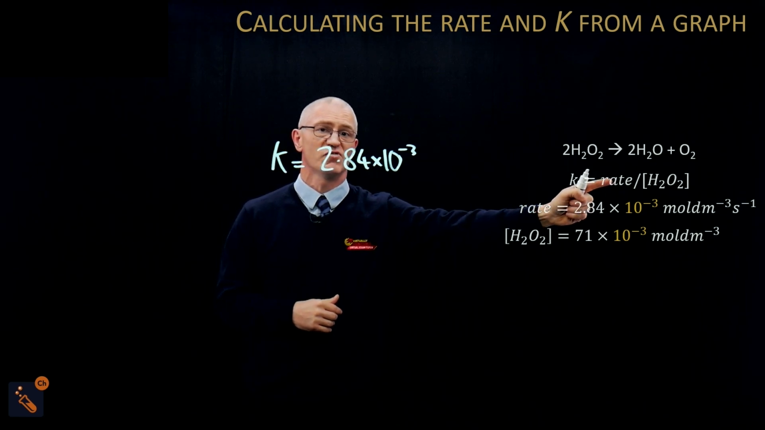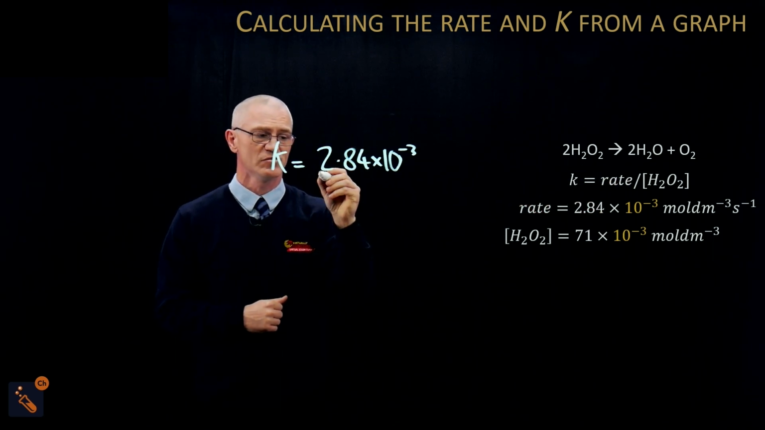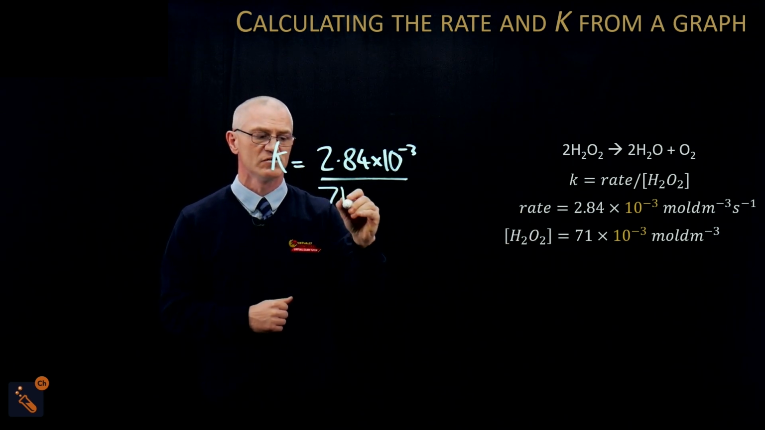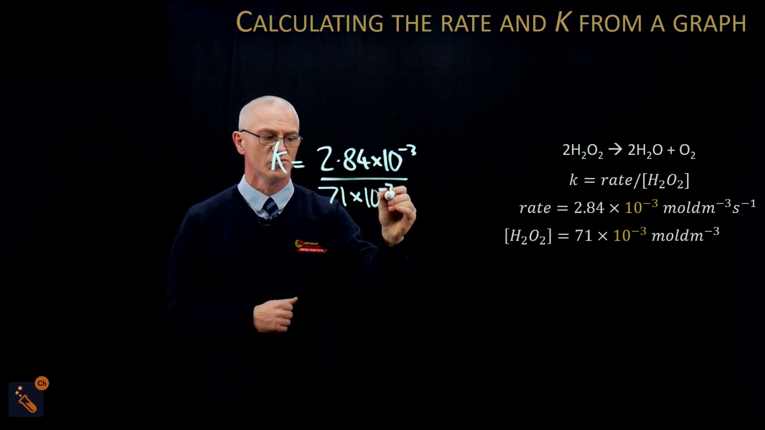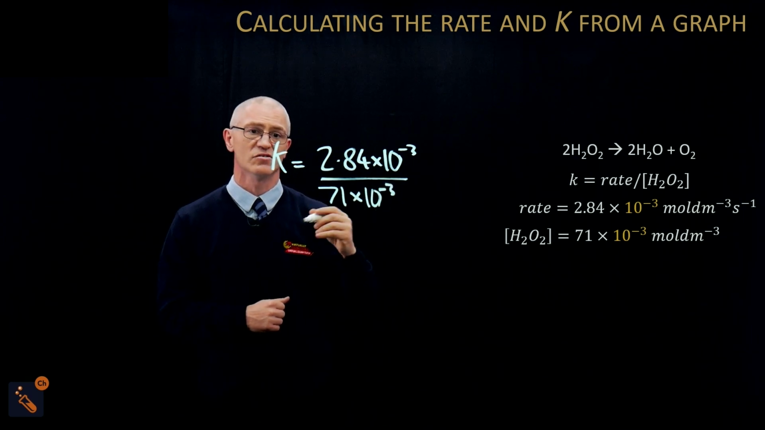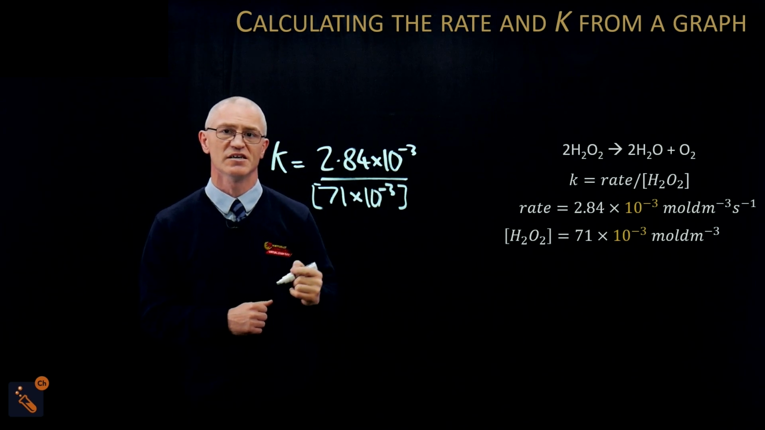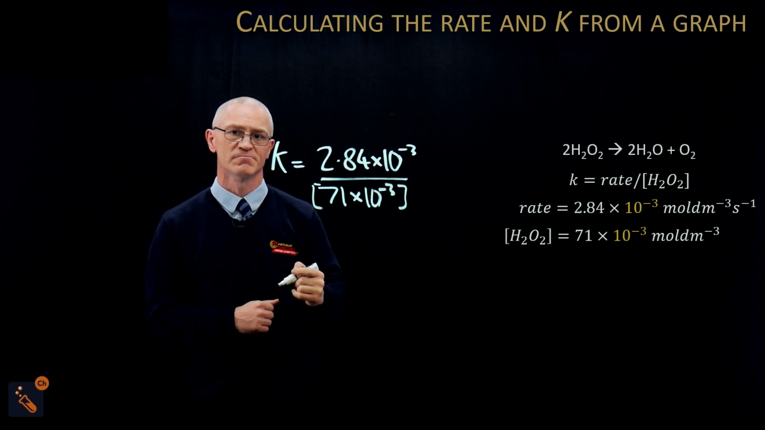So we're doing rate divided by the concentration of H2O2, and the concentration of H2O2 is here, 71 times 10 to the minus 3, and that's our concentration. Let's put it in square brackets. There's your concentration, and there is your rate.